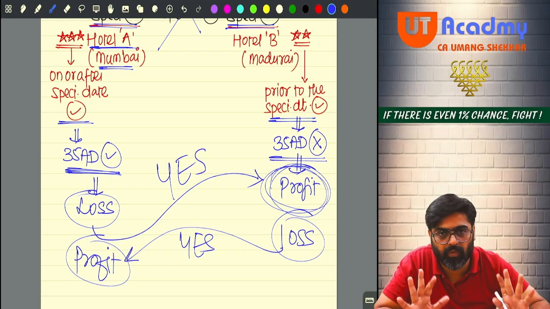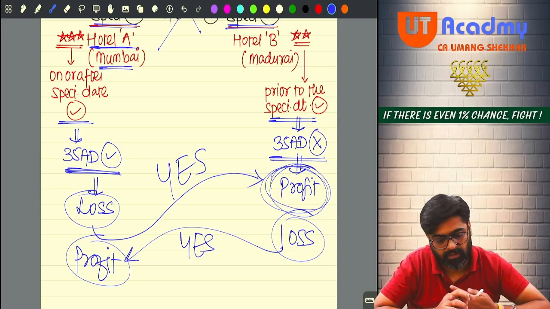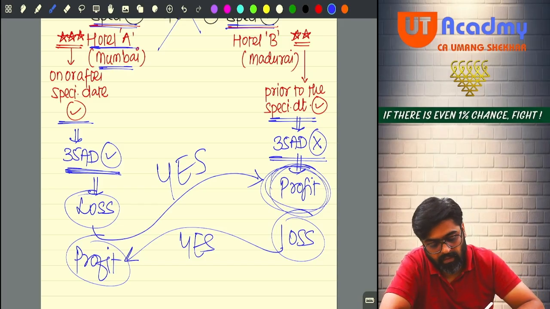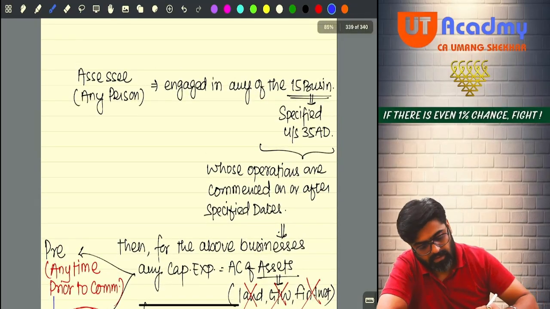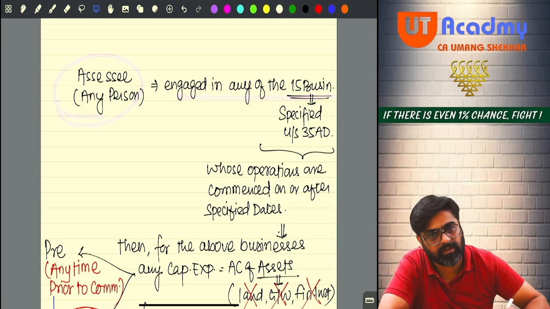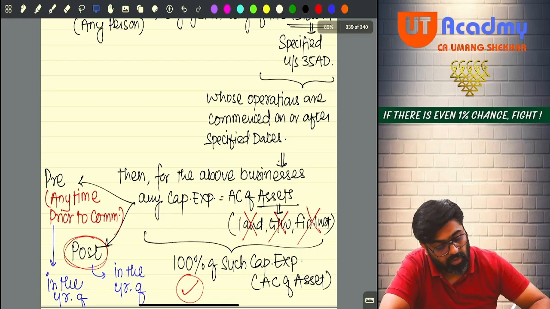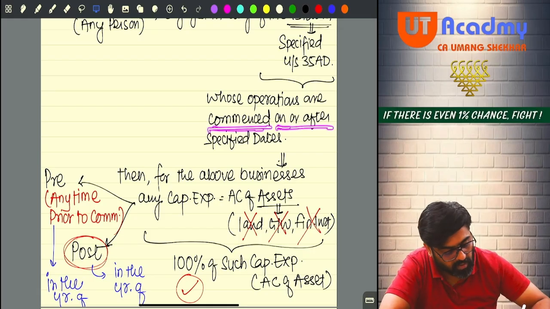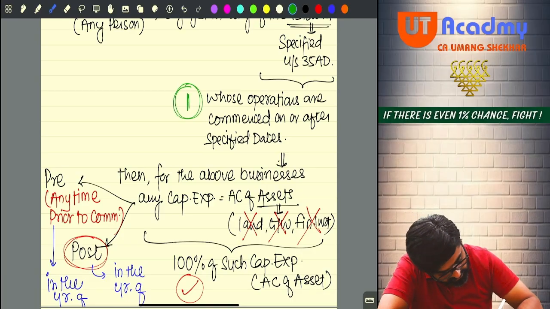Please be careful here. Now pay attention. This was the deduction. See what they are saying: if you are an assessee engaged in any of these 15 businesses specified under section 35AD, and you are supposed to commence the operation on or after the specified date, can I say this commencement of operation is the first condition?